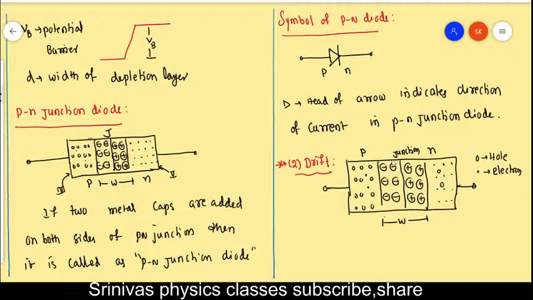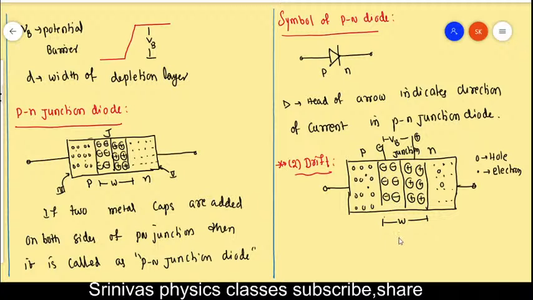But here an electric field will form. This side is the negative ions, completely negative, and this side is completely positive. There is a potential difference. That potential difference is called the potential barrier. It will not allow the holes to move from the p region to the n region, or the electrons to move from the n region to the p region. It acts as a barrier and opposes the movement.